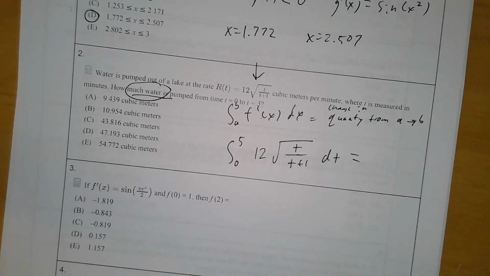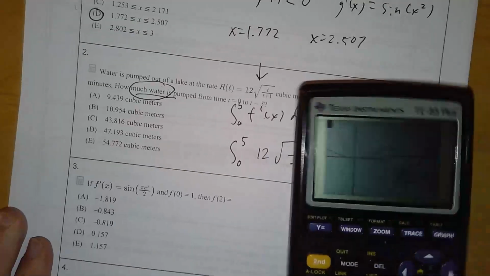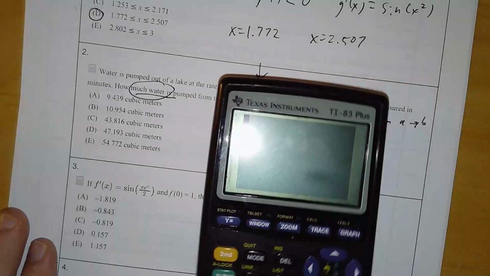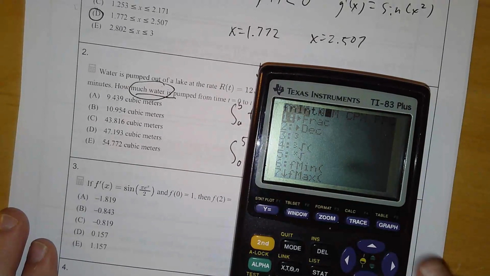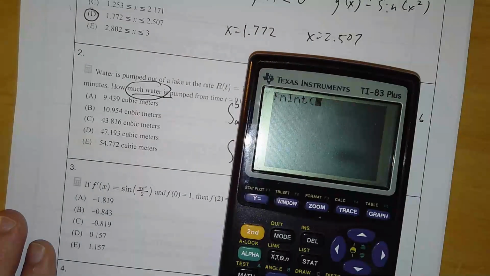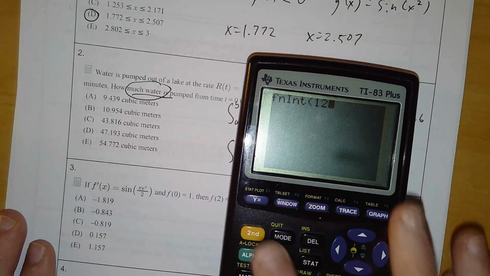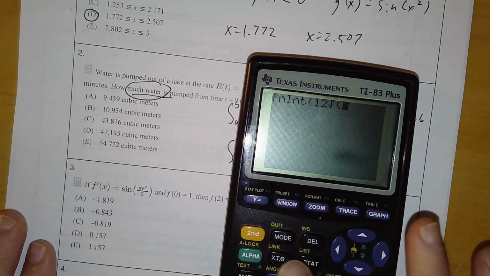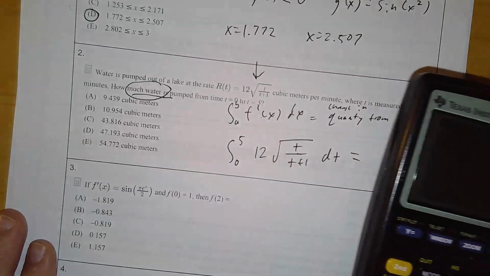So here we go. Calculator time. To do a definite integral, you should know this. Math 9, and we are integrating. First, you enter the function, so it's 12 root x over x plus 1.